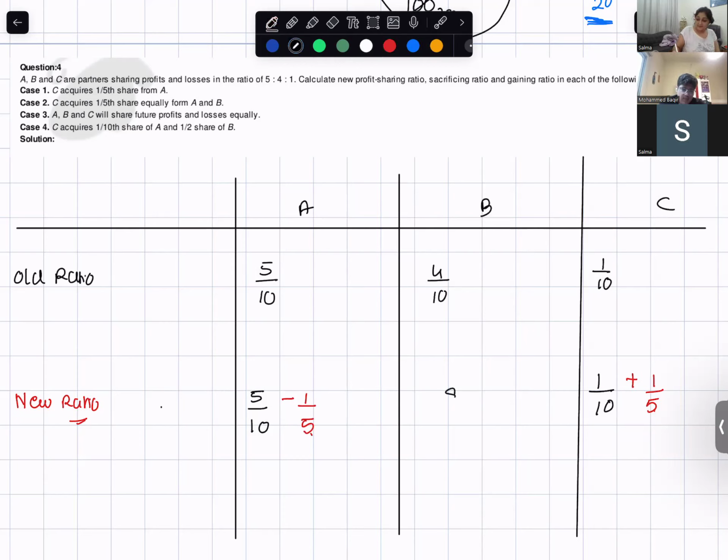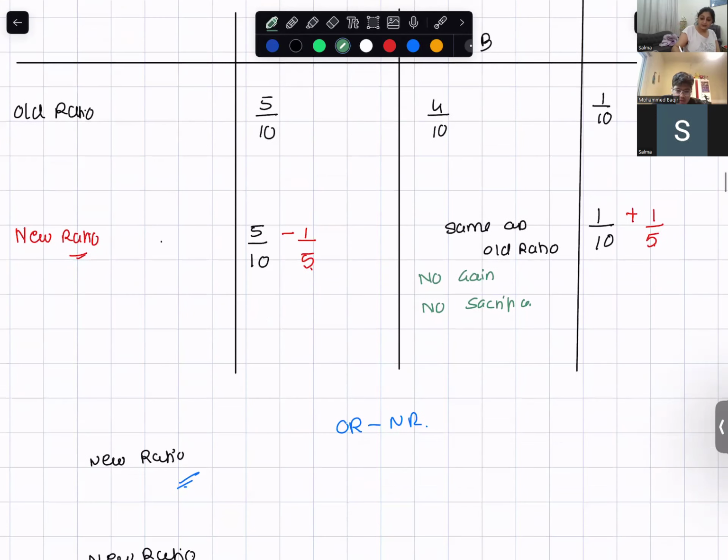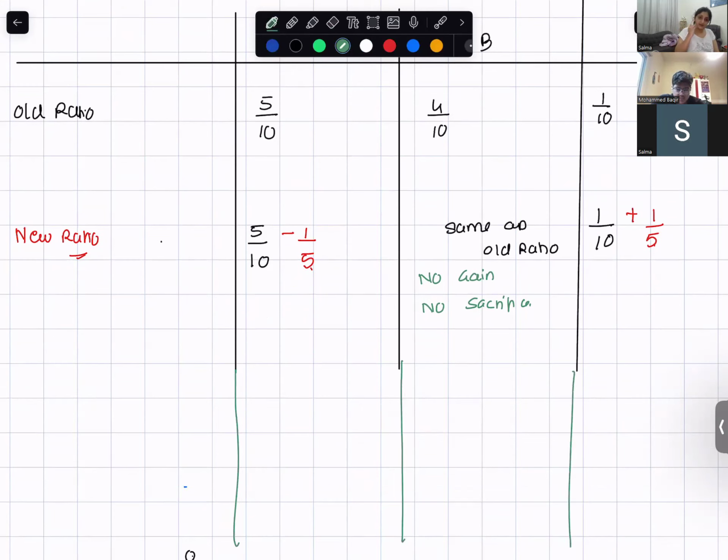So whatever is the gain and sacrifice that is happening between A and C, B would remain same as old ratio. Why? Because there is no gain, no sacrifice. Yes, ma'am. B will remain same as old ratio because there is no gain, no sacrifice. Now I have to calculate the new ratio for A. What is the new ratio for A?